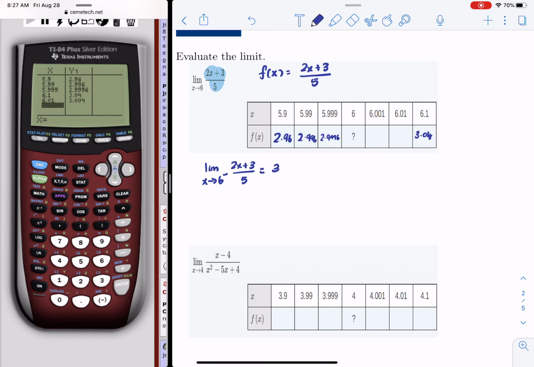From the right-hand side, if I plug in 6.1, I get 3.04, 6.01, I get 3.004, 6.001, I get 3.0004. Again, from the right-hand side, the function seems to approach 3. So naturally, the limit as x approaches 6, f of x would simply be 3.